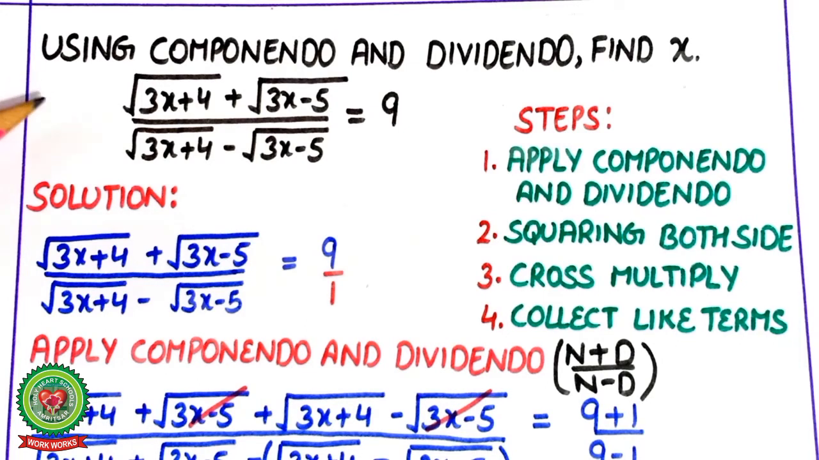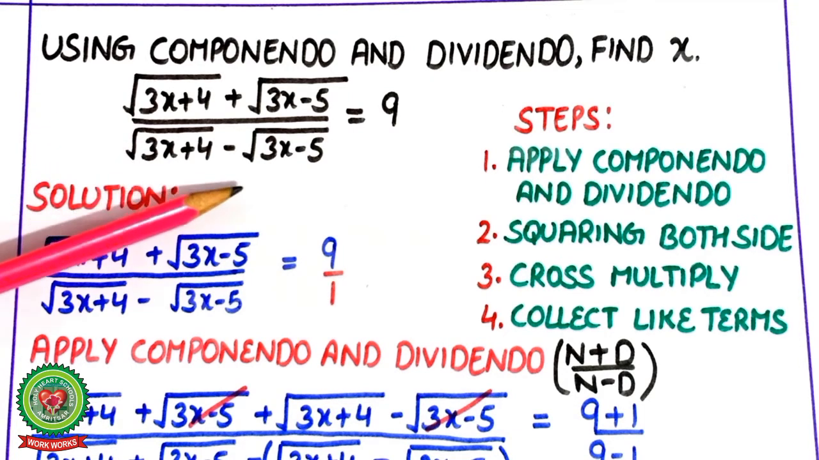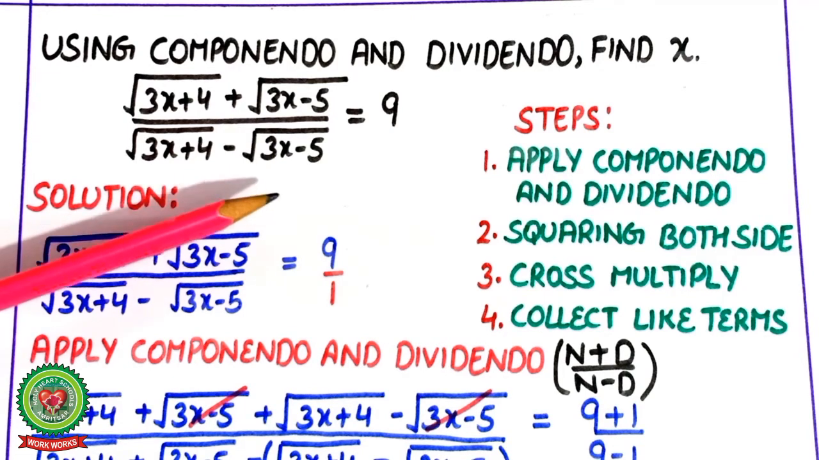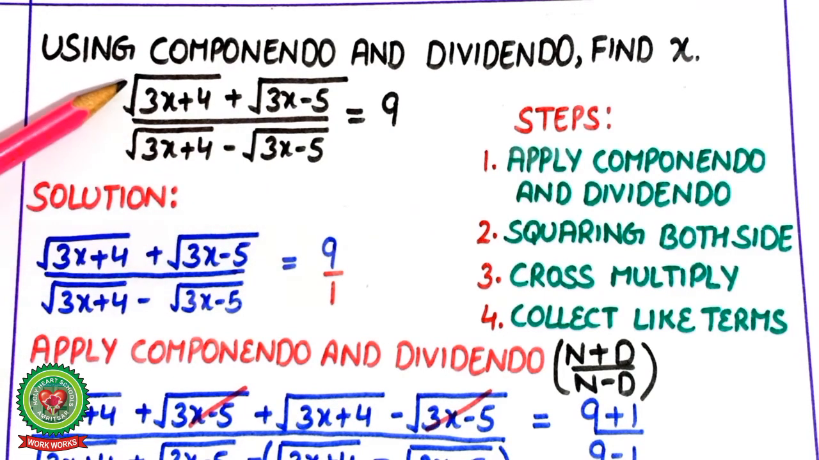The next example is: using componendo and dividendo, find the value of x. Square root of 3x plus 4 plus square root of 3x minus 5 upon square root of 3x plus 4 minus square root of 3x minus 5 equals 9. To solve this type of question, we have to apply some steps. First step is to apply componendo and dividendo. Second step, squaring both sides. Third step, cross multiplication. And fourth step is collect like terms.